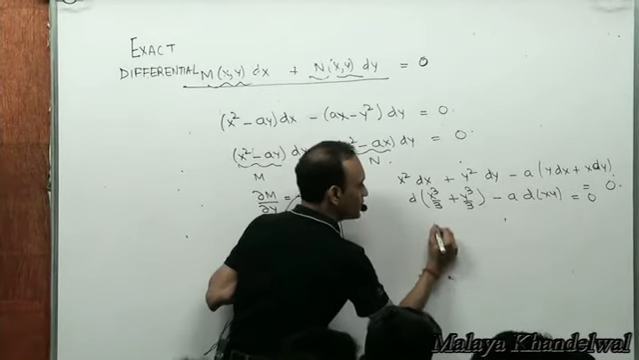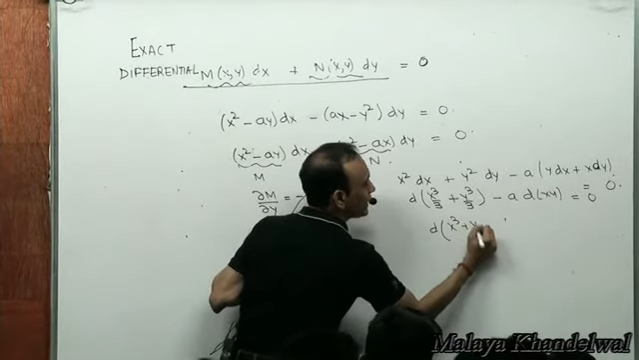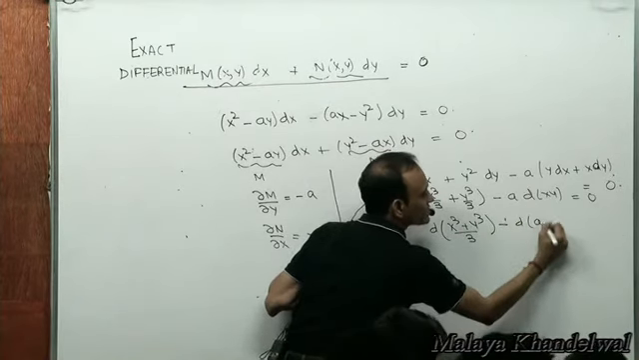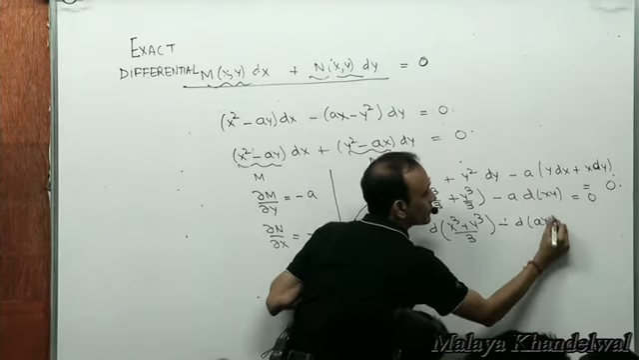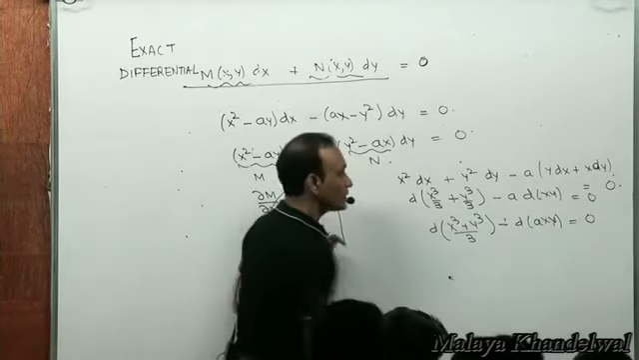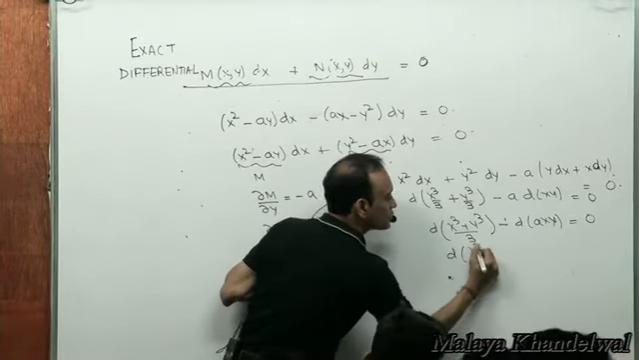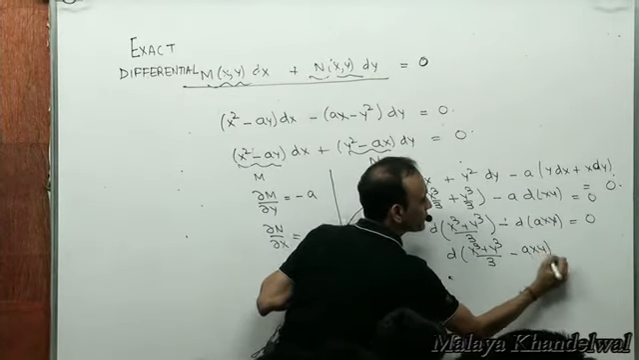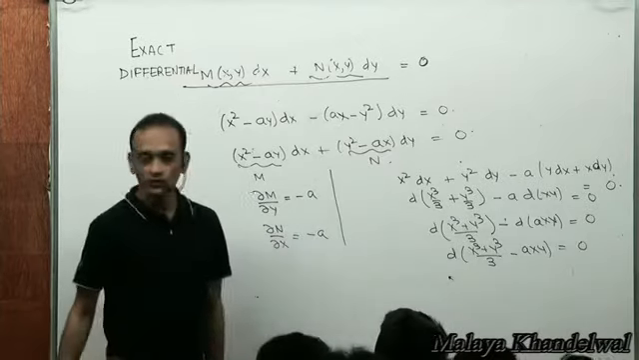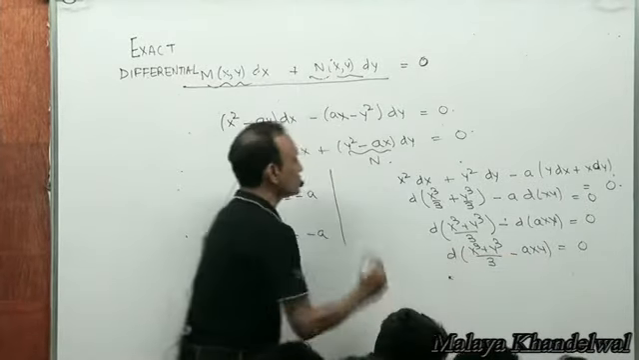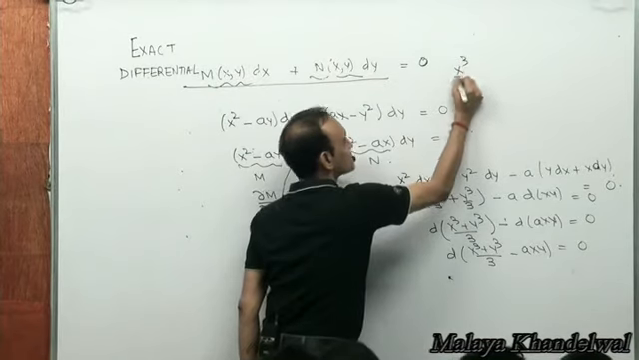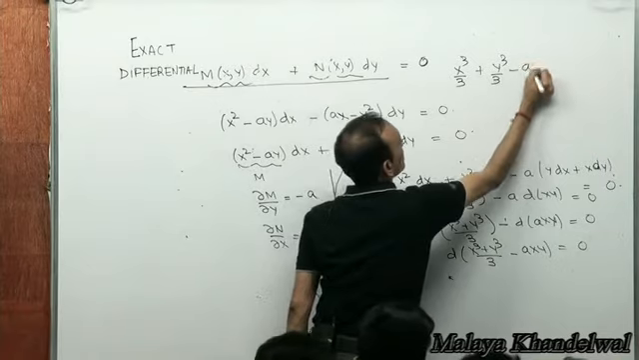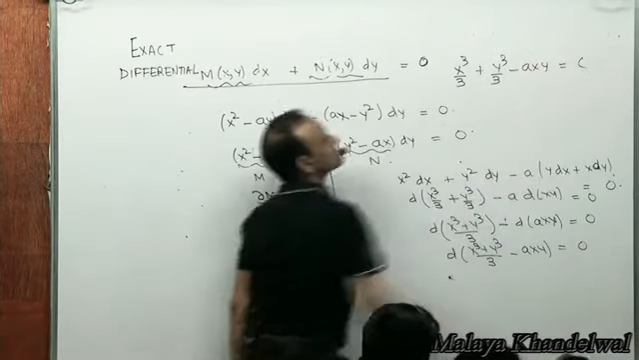This is like d of (x cube plus y cube) by 3 minus d of axy is 0, right? So this is like d of [(x cube plus y cube) by 3 minus axy] equal to 0. So this must be constant. So the solution to this differential equation is x cube by 3 plus y cube by 3 minus axy equal to constant.